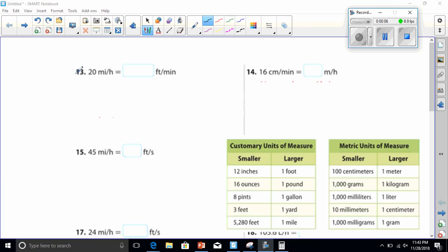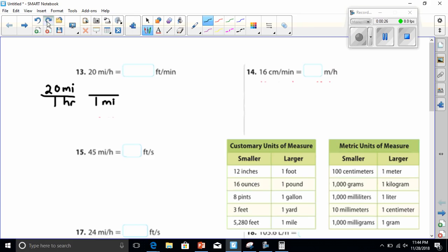Let's start on the odds number 13 here. If we do that, we see we have 20 miles per hour. So we're going to write that out, 20 miles per hour. Now we see that we have to get rid of miles because we're going to be looking towards feet. So how many feet are in a mile?